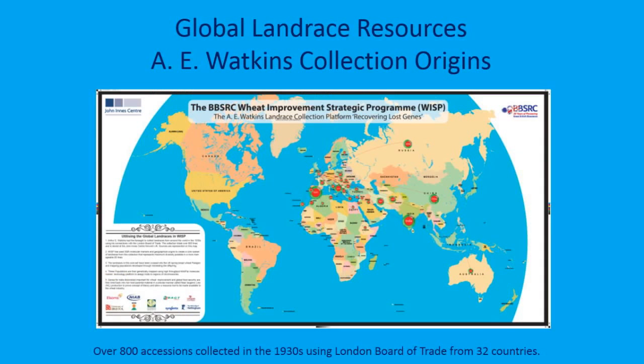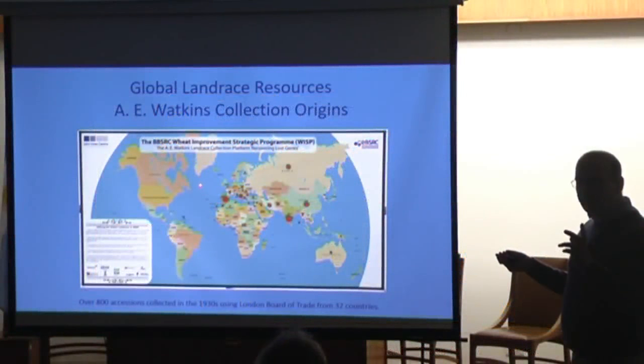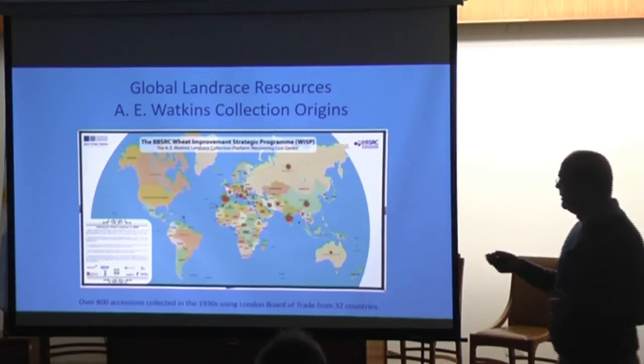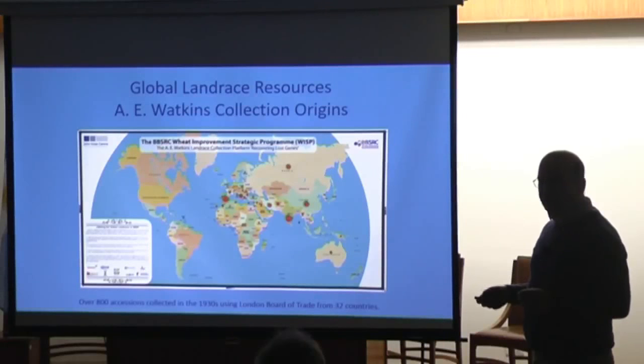I'm going to talk about the landraces because that's my thing. We had one beautiful collection called the A.E. Watkins Landrace Collection. So in the 1920s, contemporary with Vavilov in the Soviet Union, Watkins just took a very simple measure. He sent a letter out to all the British embassies and he said, go to the local markets, buy some seed and send it to me.